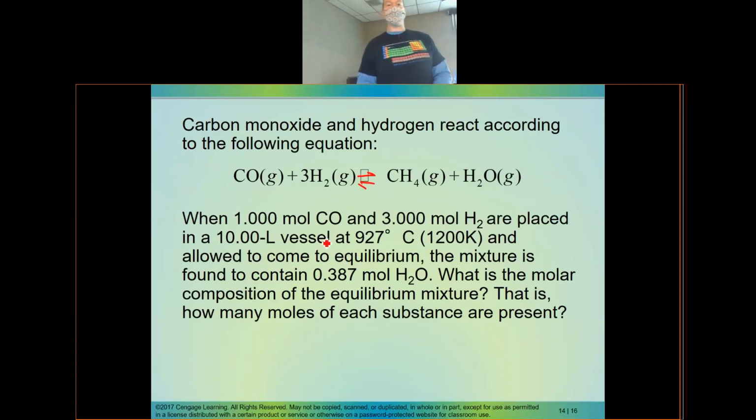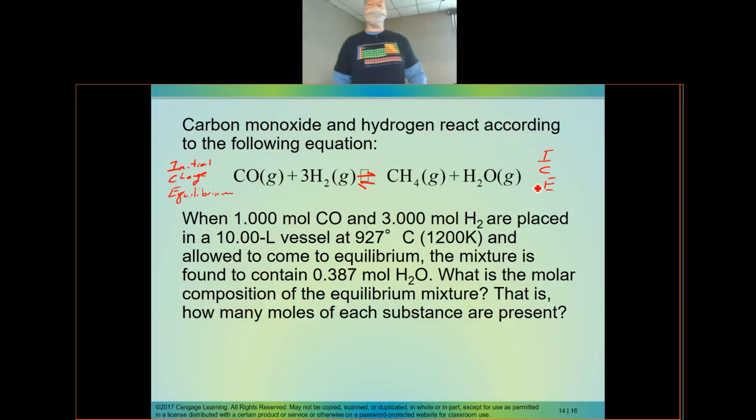All right, so here is a problem. So here is our reaction. Whenever we're doing these problems, we're going to have initial, and we're going to have a change, and then we're going to have equilibrium. Some people will call this ICE, because you're going to see initial, change, equilibrium. You always will go through those processes: initial, change, equilibrium.